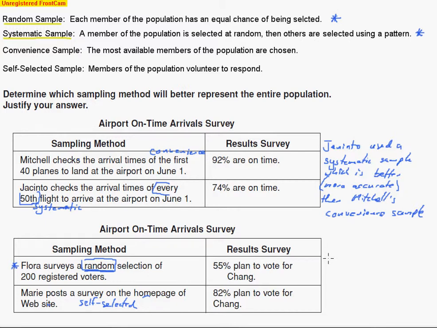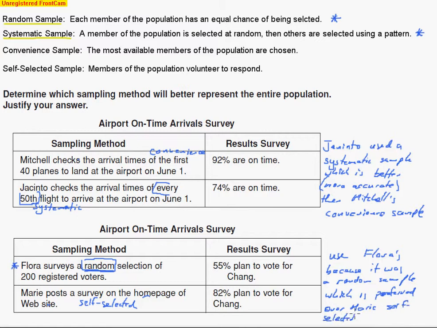So the one that would be preferred, we'd want to use Flora's, because it was a random sample, which is preferred over Marie's self-selected sample. So definitely always go with the ones that are random or systematic, and that's the key. So those are problems that you'll see on tonight's homework. Good luck.